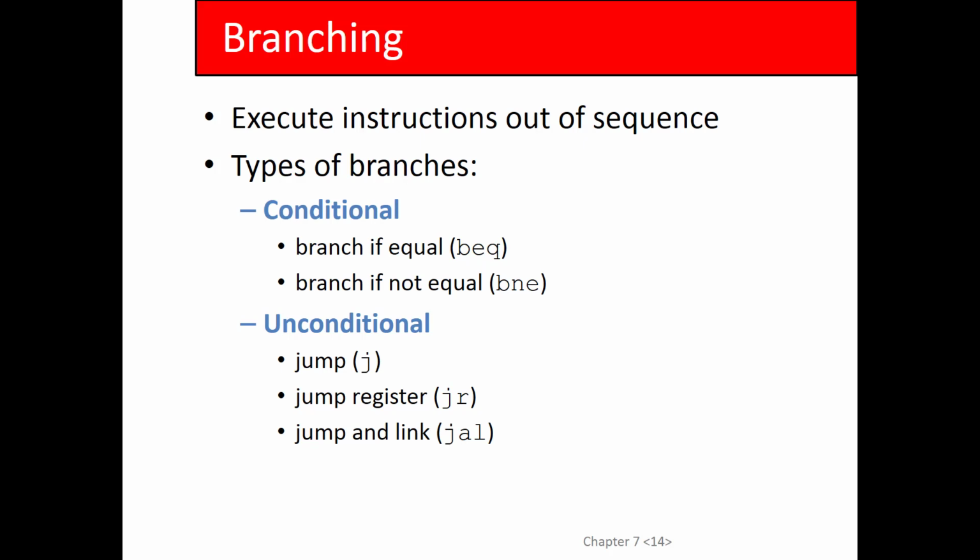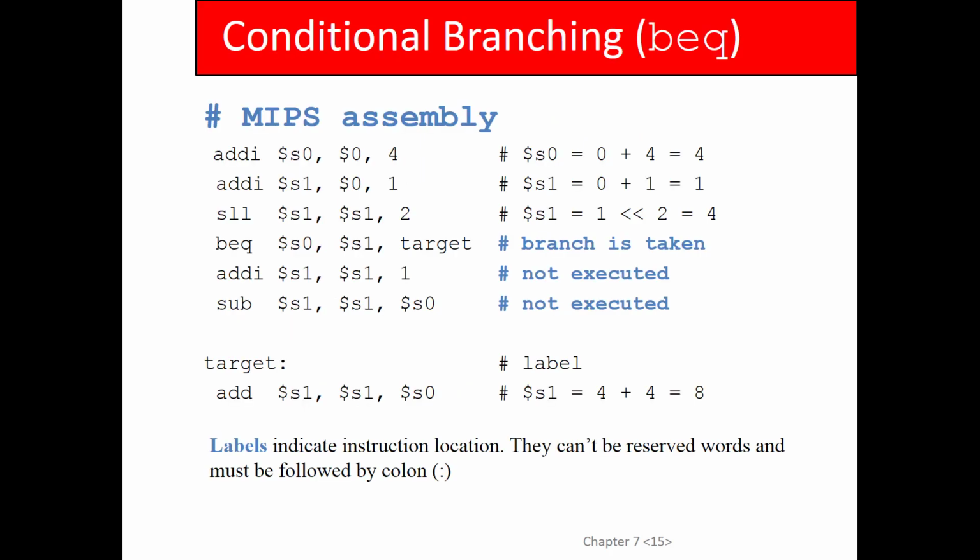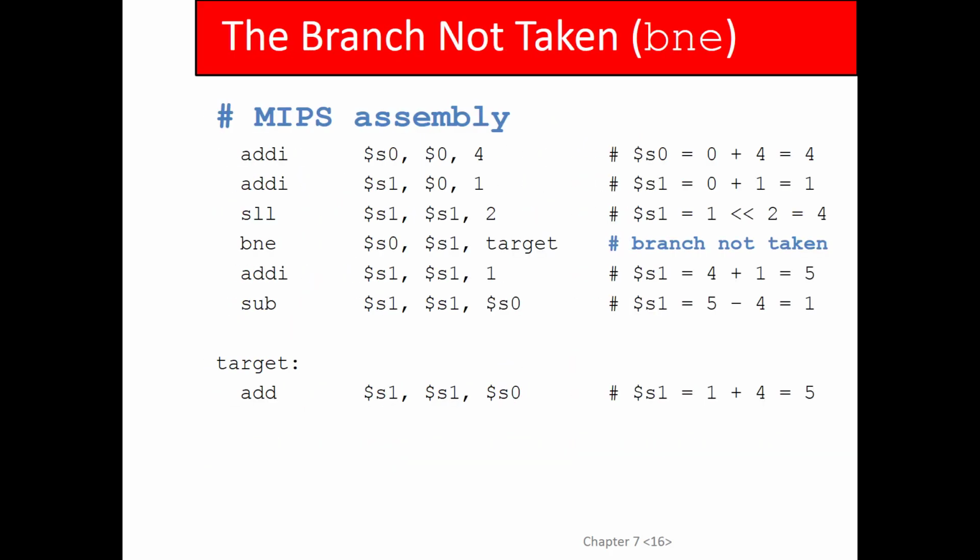Jumps are unconditional, and those are used for method calls, like when you call a subroutine, you call a function. That's a jump. It's unconditional. So branches are used for ifs and loops, if statements and loops, and jumps are used for subroutine calls. So you got branch if equal, branch if not equal, jump, jump register, jump and link. You guys remember this, right? Okay. All right, so I'll skip over that for a minute.